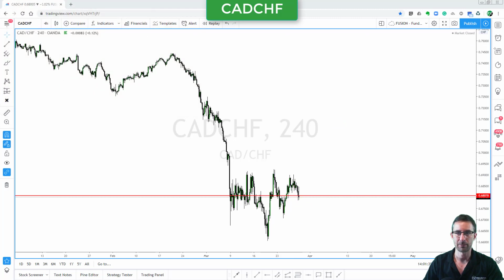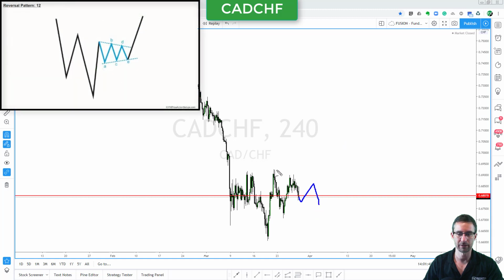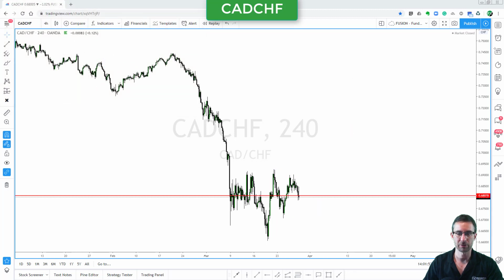Alternatively, it could also perhaps set up as a bit of a triangle, and if we do find a setup like this, then we could also start looking for reversals at this level. It's hard to say how it's gonna play out at the moment, but definitely one that's on my watch list.